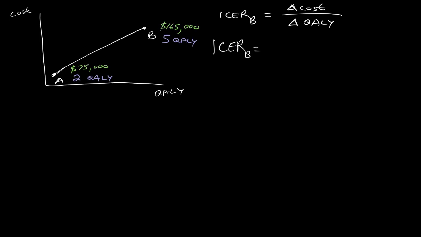What's the slope of that line? It's the change in Y over the change in X, the change in cost over the change in quality, the rise over the run. So that's just the incremental cost effectiveness ratio of B, the ICER of B. That's the cost increment of B, the cost of B minus the cost of A, divided by the effectiveness increment, the quality of B minus the quality of A.